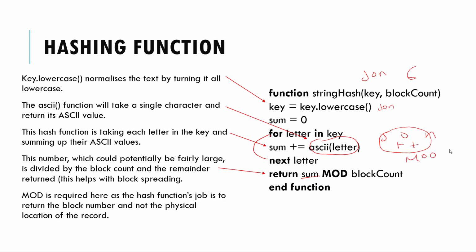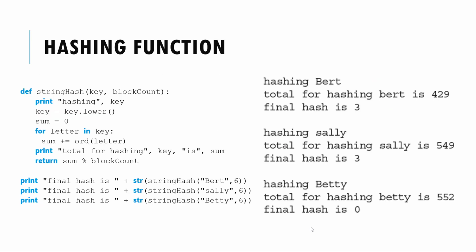So modulus operator returns the remainder of the division. And that is how your indexes are calculated. And that's just an example hashing function right there, people. And there's an example of actual data going in on that. And you place Bert, this person over here, Bert, place Sally, or place Betty in their positions.